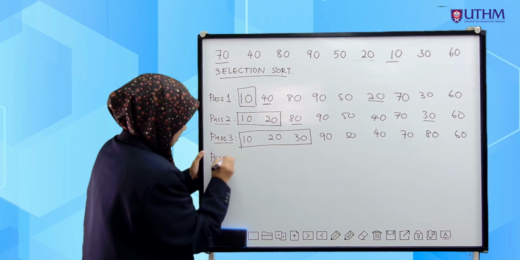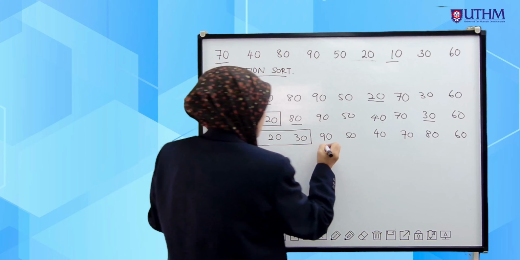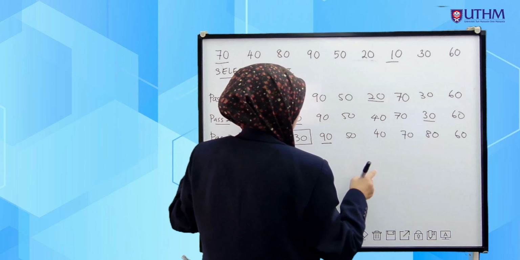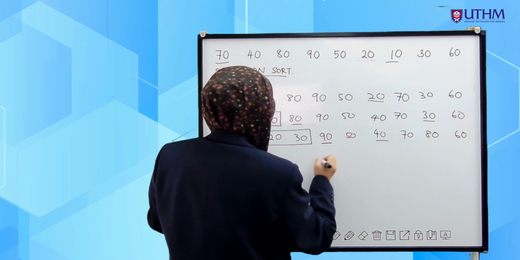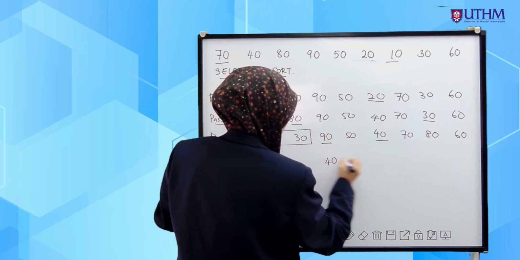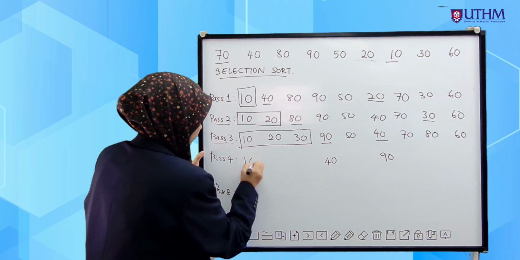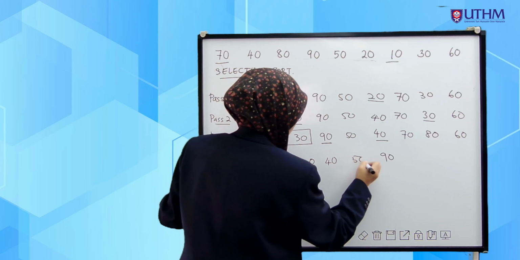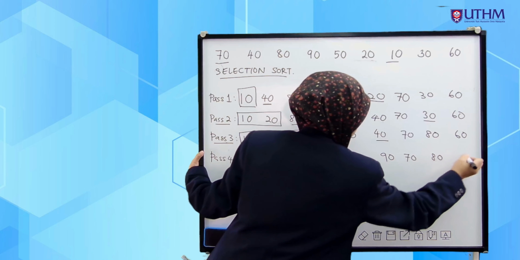Next, this is the fourth pass. This is our fourth position. Find the smallest value. In this case, 40 is the smallest value, so we know that we have to swap 40 and 90. So here you have 10, 20, 30, followed by 40 and 50, then we have 70, 80, 60.